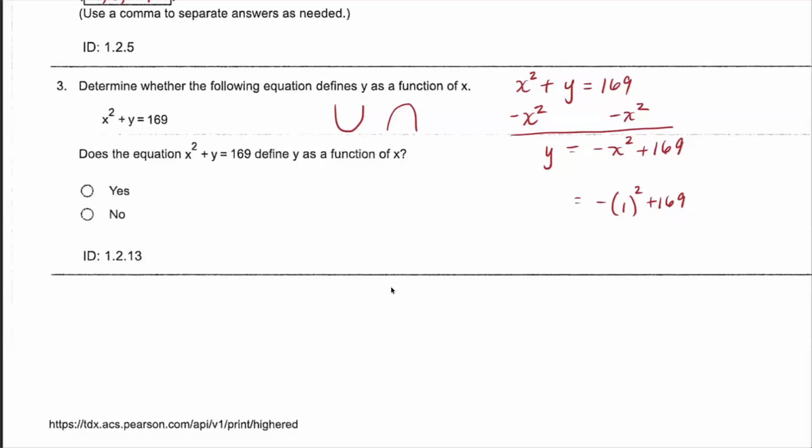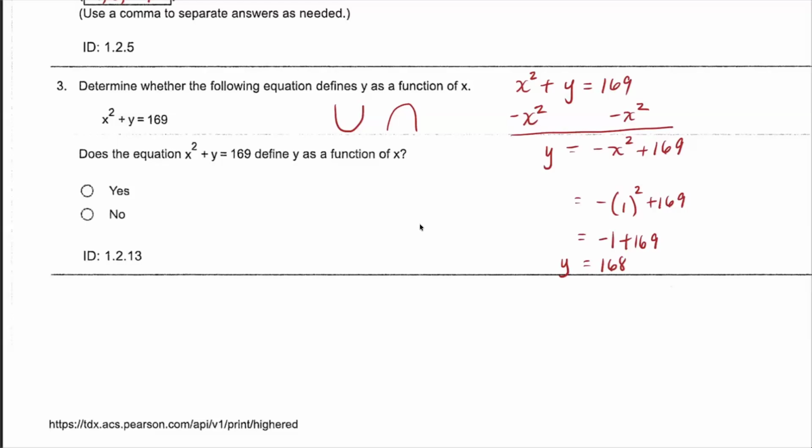Okay, here we go. You should be able to see my screen now. So if we plug in a value of 1, how many y outputs are we going to get? We're only going to get one y output, because this will simplify to negative 1 plus 169, and that would be 168 for y. But any value of x you put in there, whether it's 1, negative 1, 0, a million, 72,000, whatever, will produce only one output. And that's how we determine that it is, in fact, a function. If it produced two outputs, then we would say no, it's not a function.